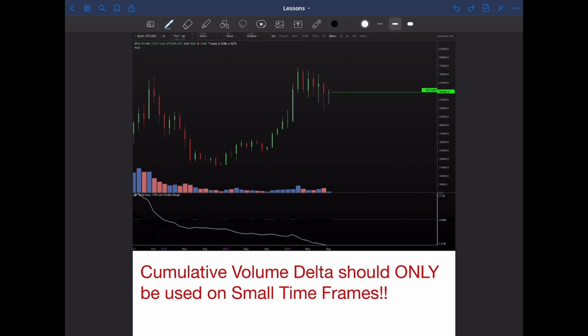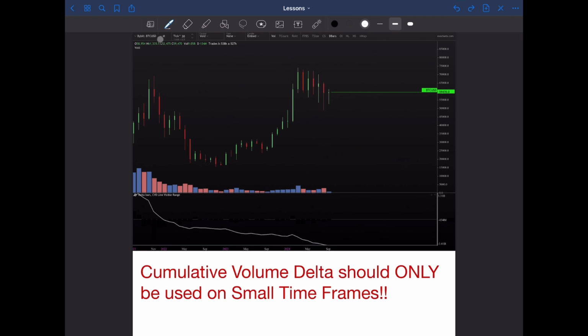Another really important thing is that the concept of cumulative volume delta should only be used on small time frames. Small time frames means 5 minutes, 15 minutes, 30 minutes, at most an hour. Because above an hour, the concept will be on a bit too big of a time frame. And what I mean by that is, let's get this frame, right?